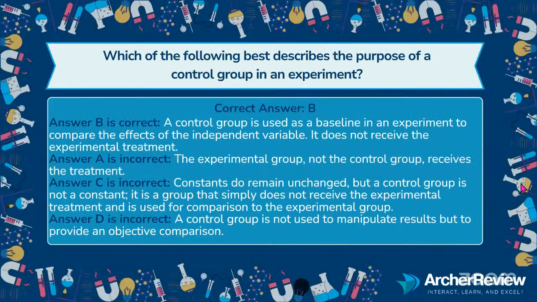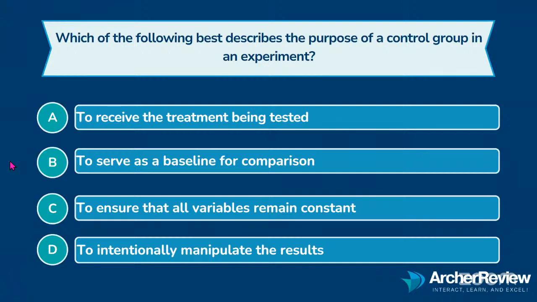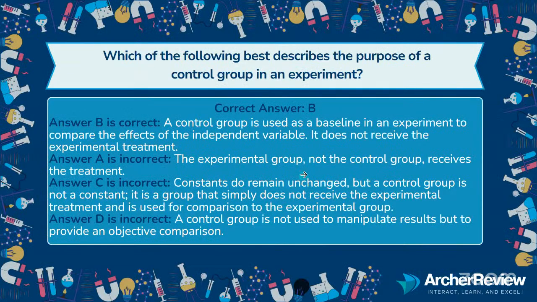So our correct answer is B, that control group is the baseline. It's what we're comparing it to, okay? So A, the group that's being tested, that is the experimental group. So in our migraine example, the group that actually got the medication is the experimental group. The group that got the placebo is the control group. Okay, let's take a look at C.